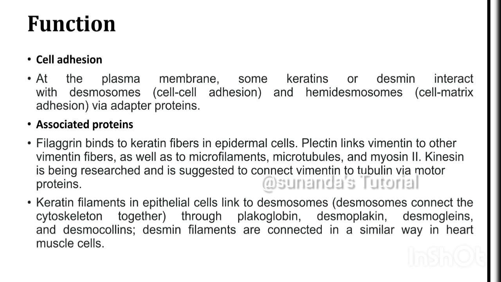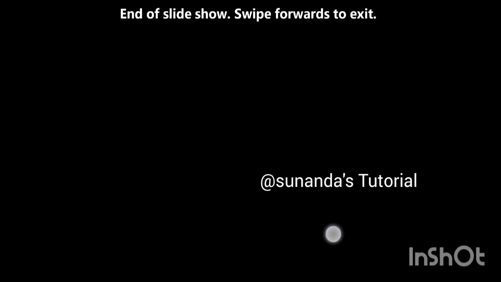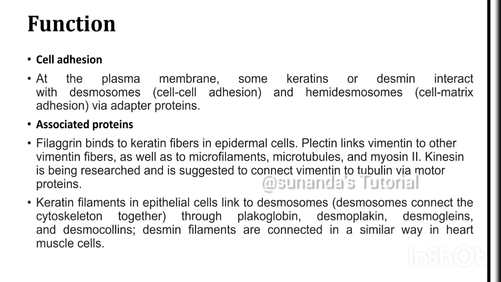So these are generally associated proteins, which help to associate one protein with another. Keratin filaments in epithelial cells are linked to desmosomes through plakoglobin, desmoplakin, desmoglein and desmocollin. Desmin filaments are connected in a similar way in heart muscle cells. So these are generally associated proteins. So it is all about intermediate filaments.